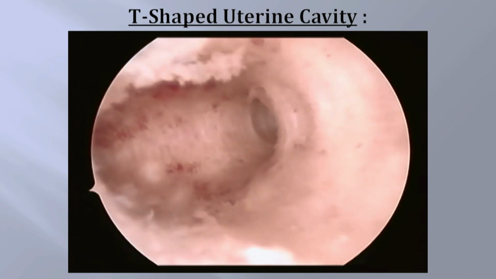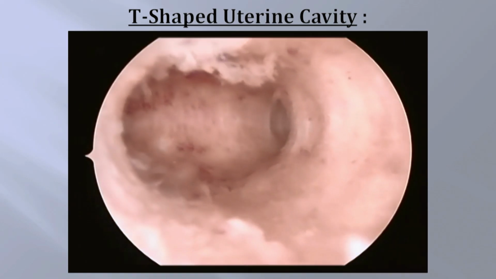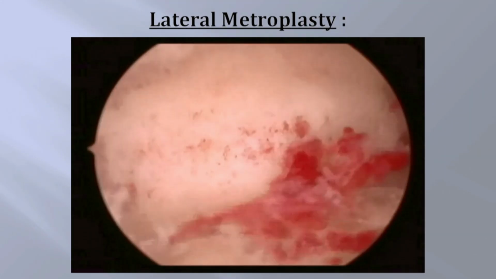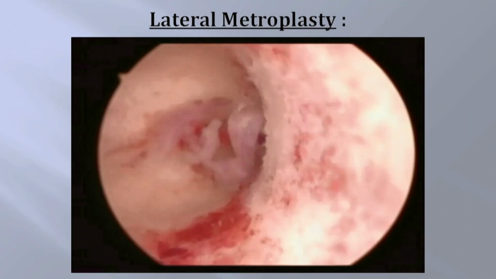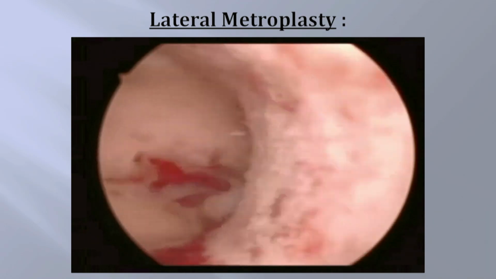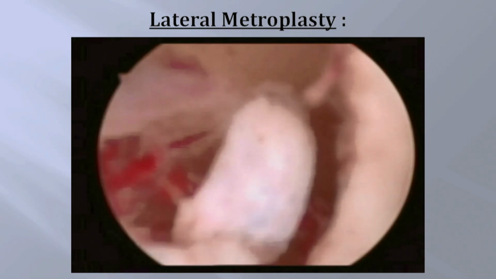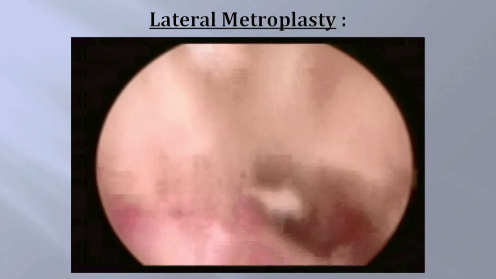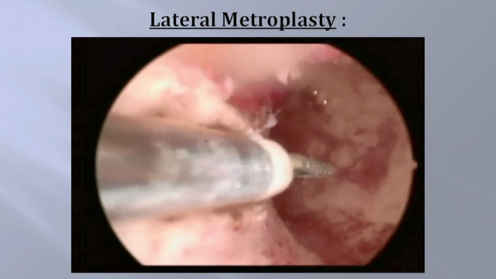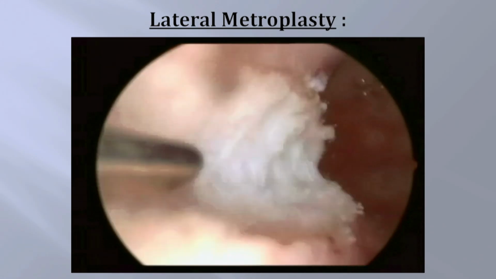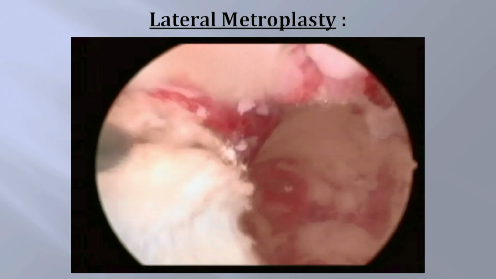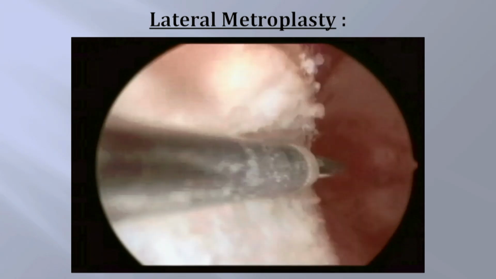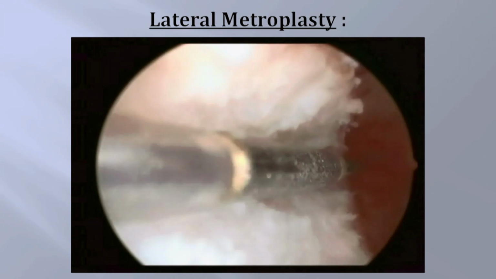So in such cases you need to do a lateral metroplasty. So you can appreciate the tubular cavity. Here you can see that tubular cavity. You can't see the internal os from the level of the tubal ostia, or the ostia from the level of the internal os. So in such cases, we initially used to do it with a bipolar hook. In this, we are using a bipolar hook, and we are taking gradual cuts on the lateral wall of the uterus. This is called lateral metroplasty.